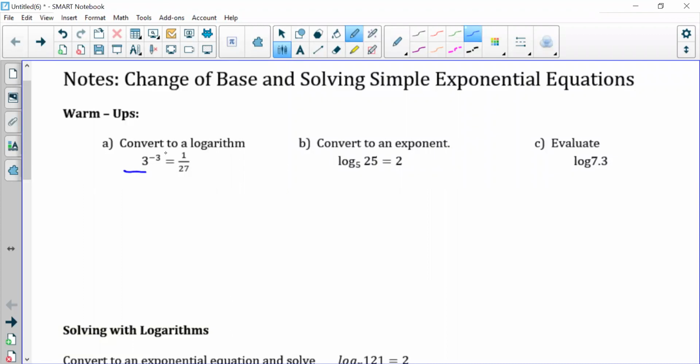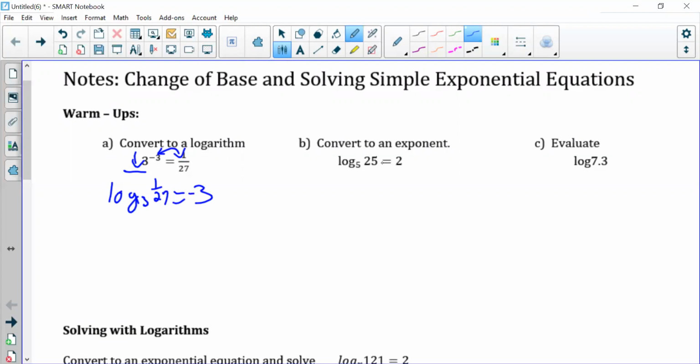So remember, when we go from exponential to logarithmic, we're going to change these two places. And when we do that, our base gets reduced to a subscript and we add the word log. So the log base 3 of 1/27 equals -3.